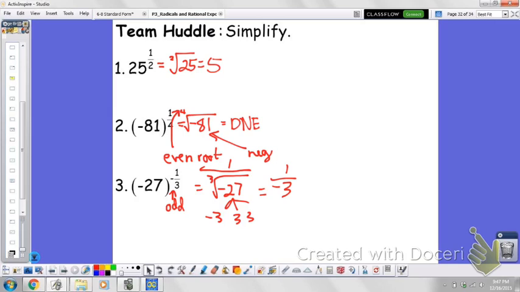And number 3, that one will work because we have an odd power, so we can take the odd roots of anything. When that's simplified, it is 1 over negative 3, so negative 1/3.